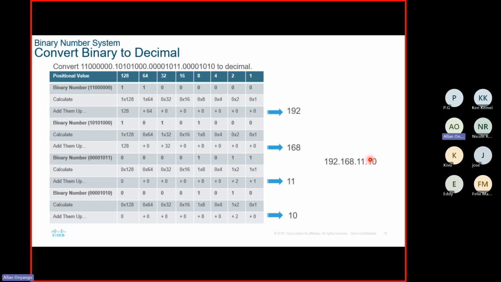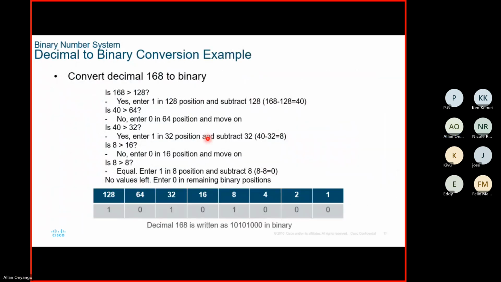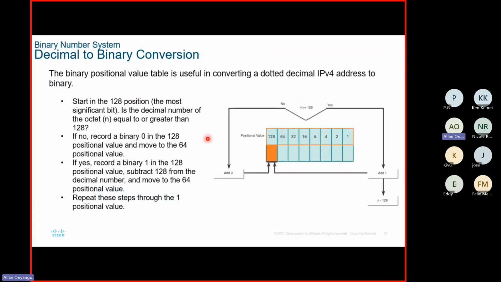So we have converted from binary to decimal, just like that. If I give you some examples, you can work on them very fast. I will give you examples. So let's go the other way around, and we now want to convert from decimal back to binary.